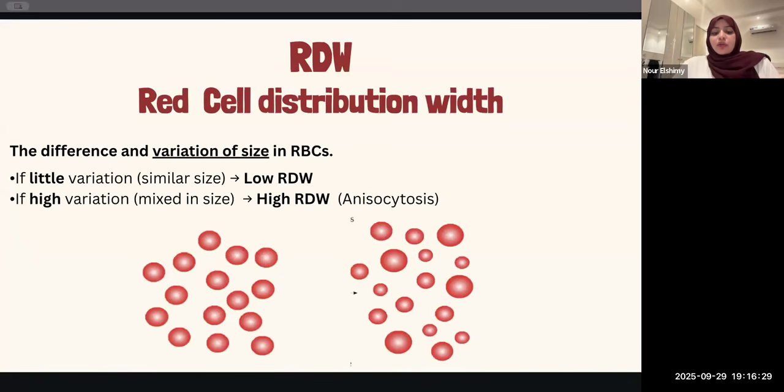All right. So if I give you those two pictures, which one do you think has a high RDW and which one do you think has a low RDW? Let's say this is A and this is B. Can you guys tell me which one is high and which one is low?